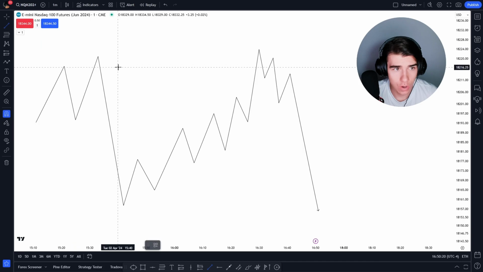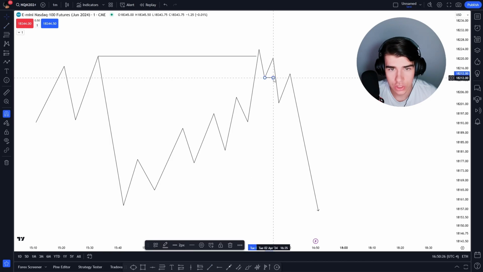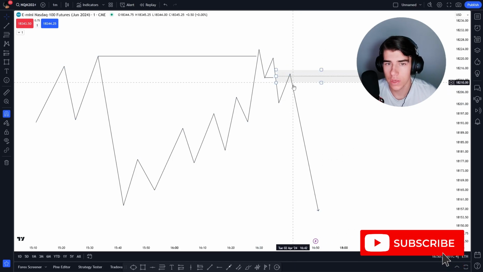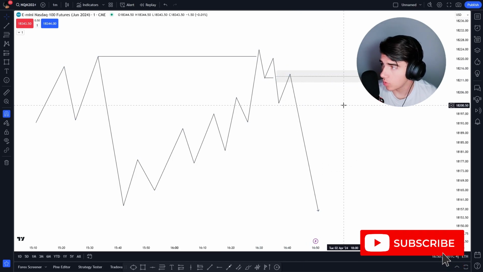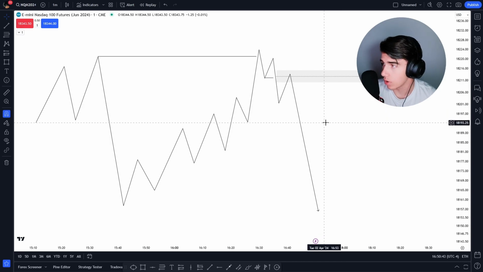So obviously, this being the buy side liquidity sweep, this being the market structure shift, and then some sort of inefficiency right here. And then this right here will be your entry. That is a typical ICT 2022 model, and it has such a bad win rate for many different reasons, and that is exactly what we're going over in this video.